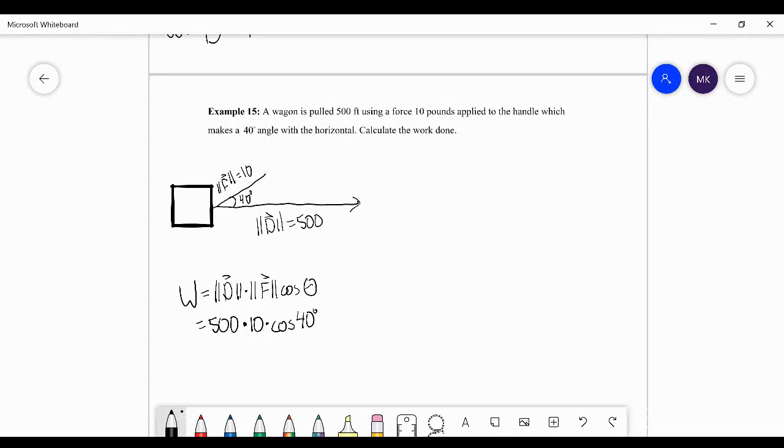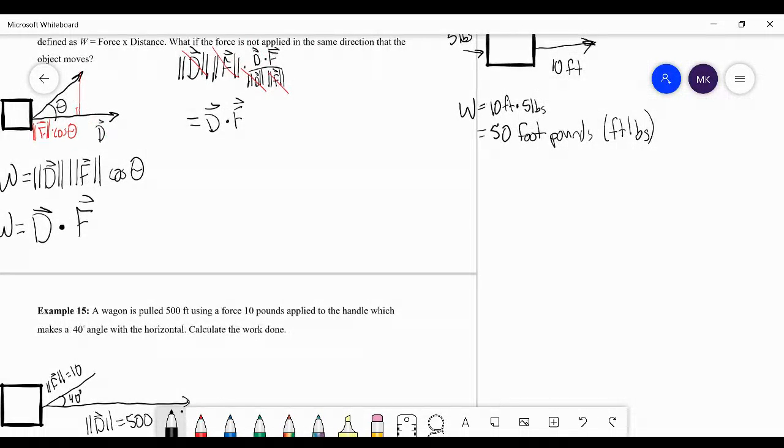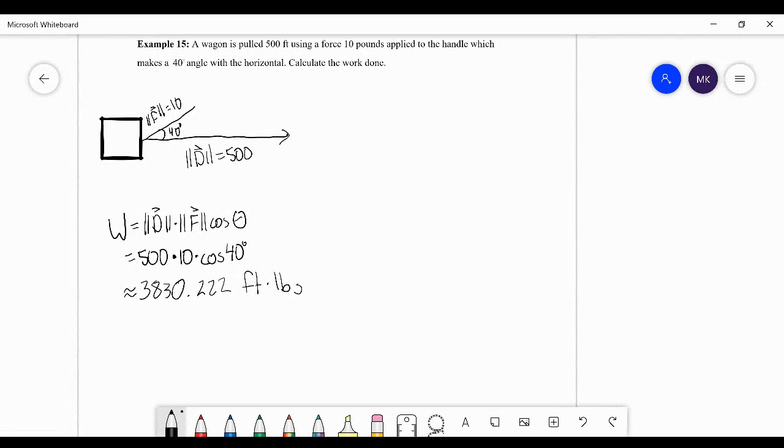so 40 degrees, not on our unit circle. So we need to make sure we are in degree mode. And then we can just simply type this into our calculator. And we get that the work done is approximately 3,830.222 foot-pounds. So let me make a correction up here with our unit. There's like a little dot here for foot-pounds. That's it.